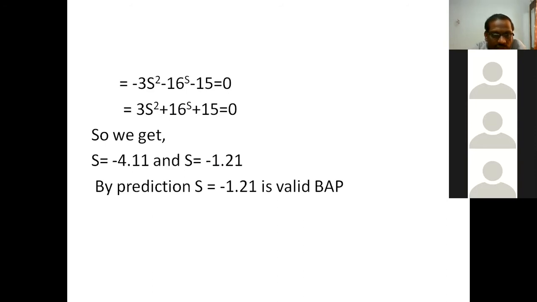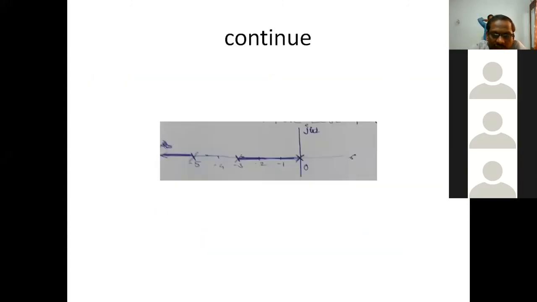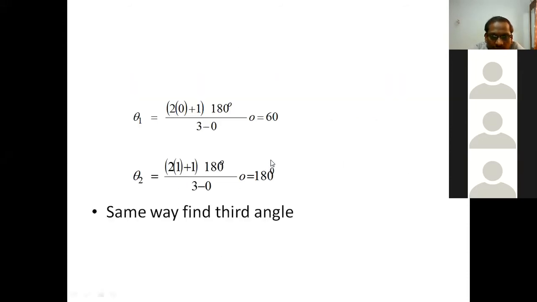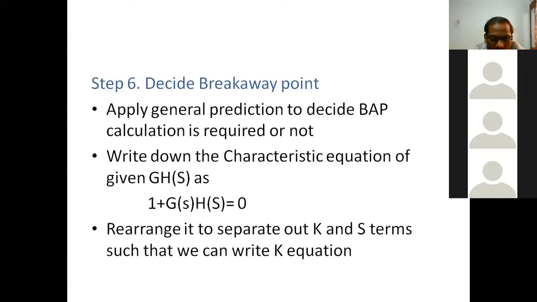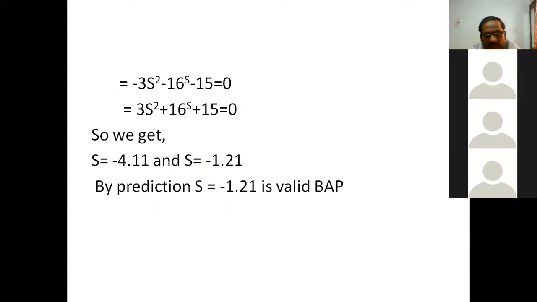Now you have to decide which breakaway point is valid for the given transfer function. If you look at the pole-zero plot and real axis loci, you can say s equal to minus 1.21 will be the valid breakaway point. As a general prediction, we should have two adjacently placed poles, so these two are adjacently placed poles, and a minimum of one breakaway point must lie between these two. After calculation, we got the point minus 1.21, so this will be the valid breakaway point in our case. Okay.